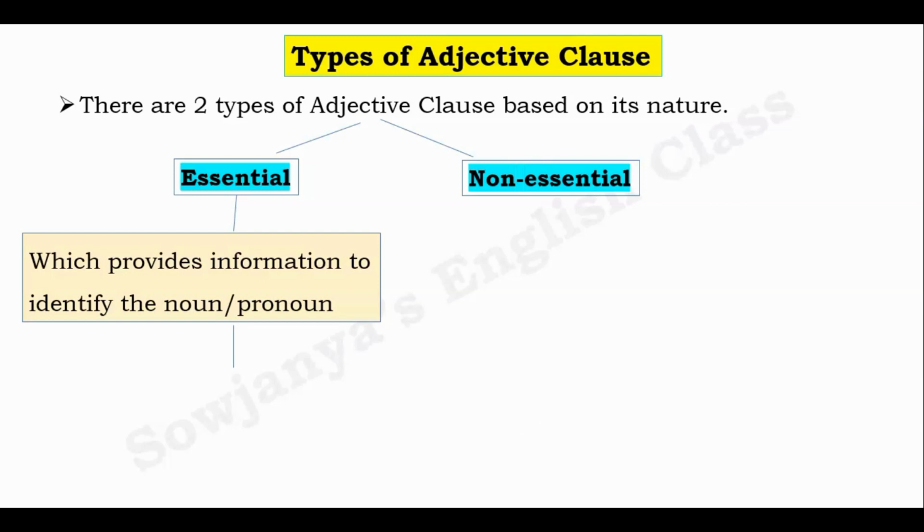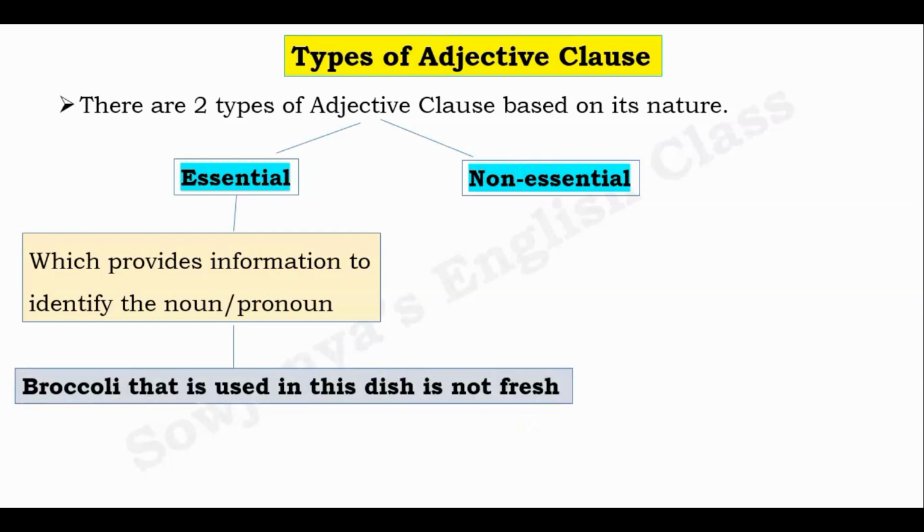An example of this is: broccoli that is used in this dish is not fresh. That is used in this dish, that is our adjective clause. It is describing broccoli. Broccoli not in general, but that is used in this particular dish is not fresh. So it is an essential clause. It is giving required information about the noun broccoli over here.